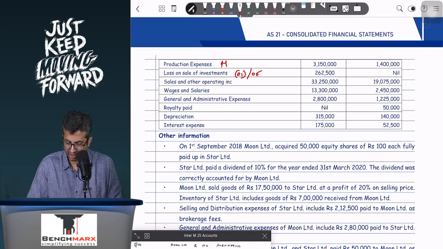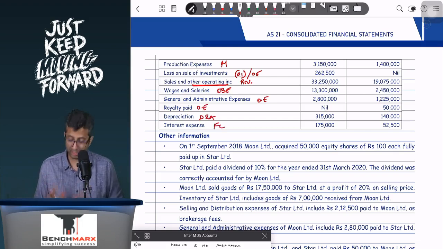Then sales and other operating income. So non-operating income will be shown separately. This will be revenue from operations. Wages and salaries, employee benefit expenses, general admin expenses, other expenses, royalty paid, other expenses, depreciation and amortization, interest will be finance cost, a standard template.